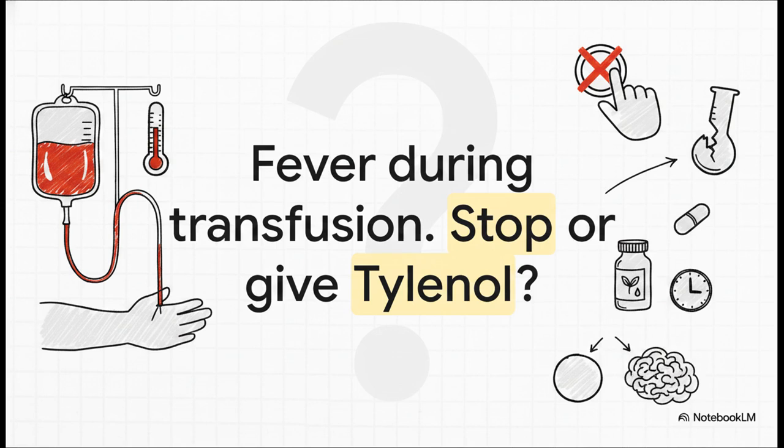Picture this. A patient spikes a sudden fever 30 minutes into a routine blood transfusion. You've got a massive 50-50 dilemma right in front of you. Do you hit the panic button and stop the transfusion immediately? Or do you just give them some Tylenol, maybe a little Benadryl, and keep observing? Reacting to the noise instead of the signal here can actually be a fatal mistake.